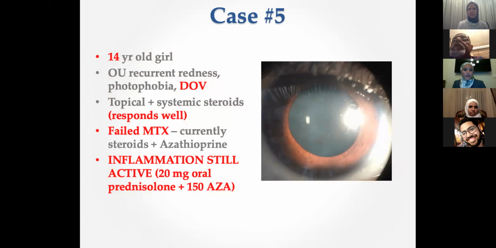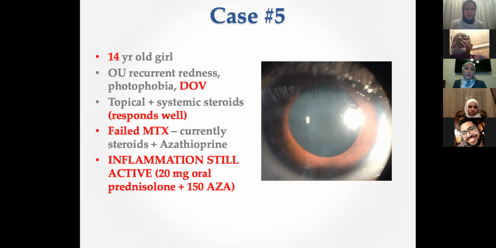In case number 5, we were met with a 14-year-old girl. She had recurrent redness and photophobia, but unlike the previous cases, this patient had significant diminution of vision. She reported that previously she has improved dramatically on topical and high doses of systemic steroids. She has been started elsewhere on methotrexate, but she failed it. She wasn't controlled on it.